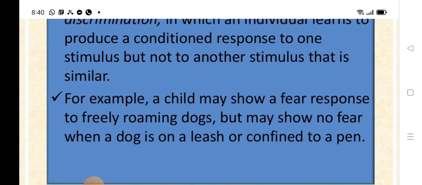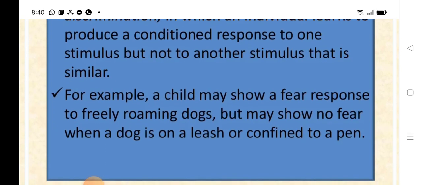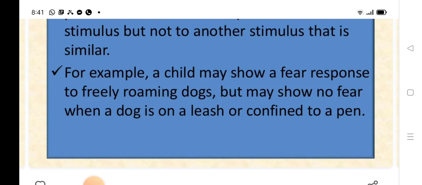We don't understand, I know. For example, a child may show a fear response to freely roaming dogs, of course. I am afraid of the freely roaming dogs. But may show no fear when a dog is on a leash or confined to a pen, of course.